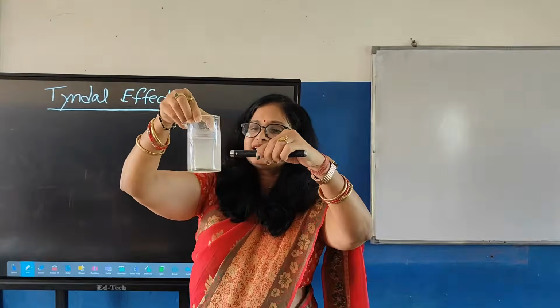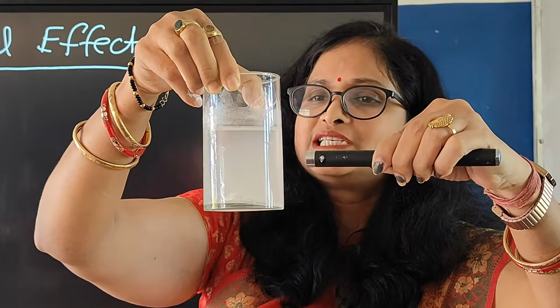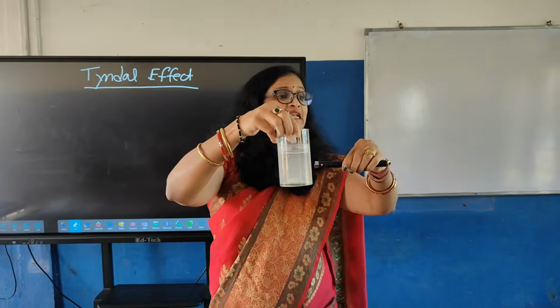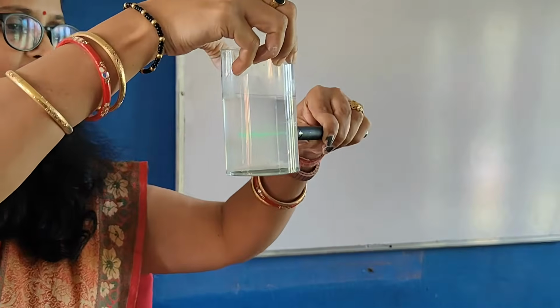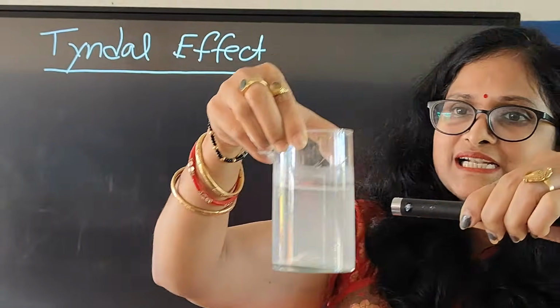Because the dust particles scatter the light. How much they scatter the light, that much it will be visible to us. This effect is called the Tyndall effect: the scattering of light by colloidal particles. Is the beam fully visible to you? This is called the Tyndall effect.